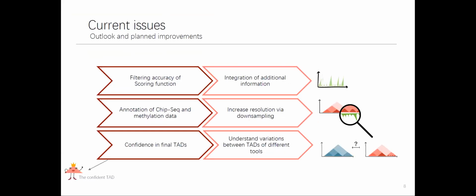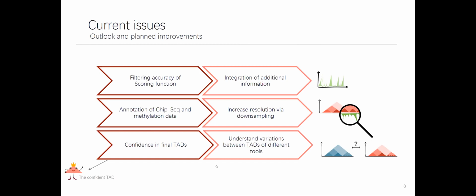The problem we are having at the moment is the filtering accuracy of the scoring function, which we try to solve by integrating additional information. That leads to the further problem of annotating ChIP-seq data and methylation data, because the resolution of our Hi-C data is quite low at 25 kb, and ChIP-seq and methylation data is normally resolved at 1 or 2 kilobases. So we have problems annotating certain ChIP-seq peaks to a TAD boundary, which is within 25 kb.